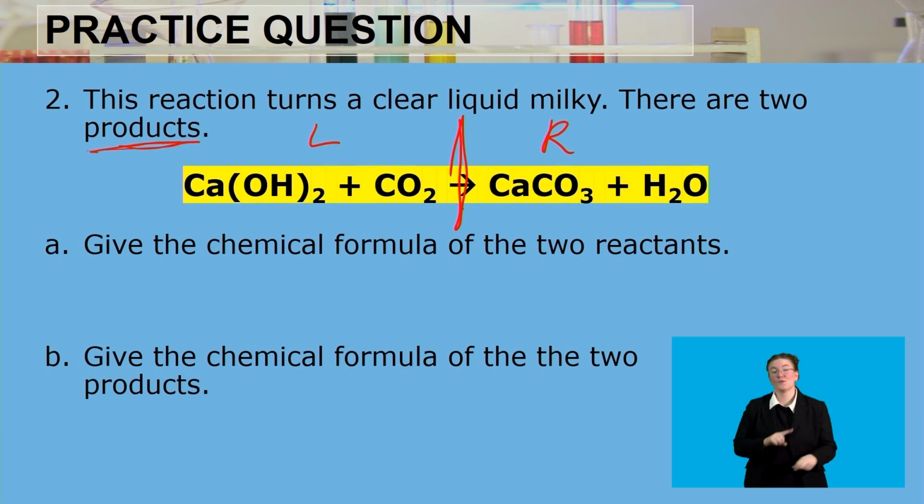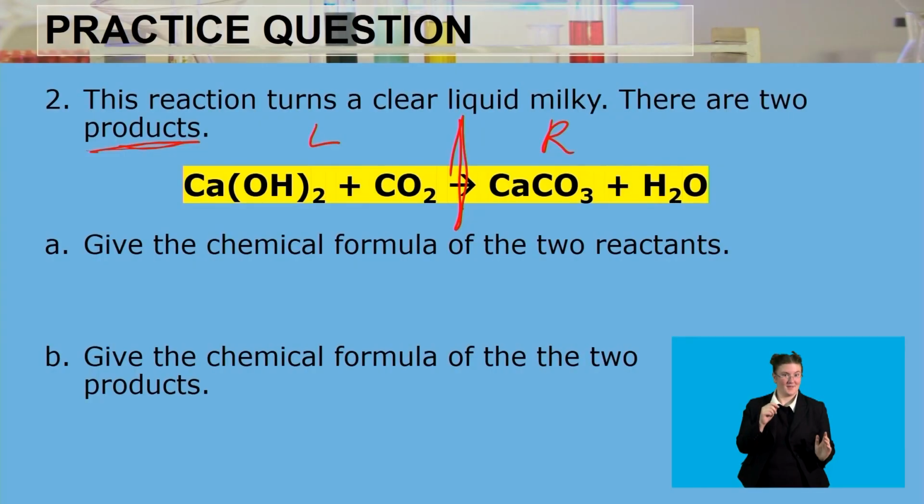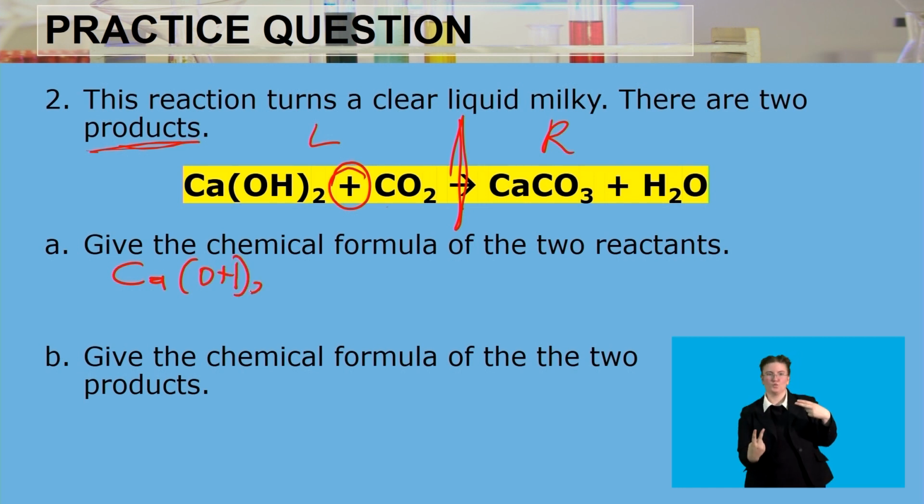So the question is, give the chemical formula of the two reactants. So what are the two reactants that we can see there? Remember, they are written on the left-hand side. Their chemical formulas are, what is written on the left-hand side? There's two of them because they are separated by a plus. The first one is going to be Ca(OH)2, our calcium hydroxide. Then our next one is CO2. So those are our two reactants. CO2 is your carbon dioxide.